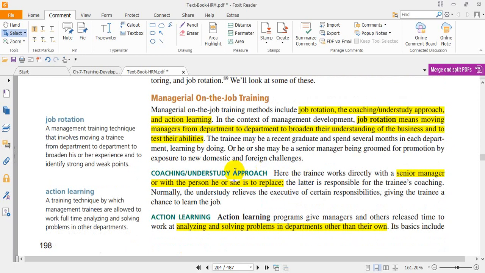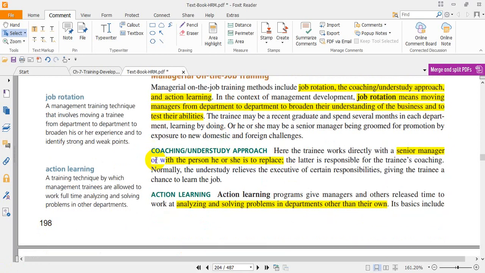Okay, this is the first method of on-the-job managerial training. Another technique is the coaching or understudy approach. Here, the trainee works directly with a senior manager or with the person he or she is to replace. The latter is responsible for the trainee's coaching.